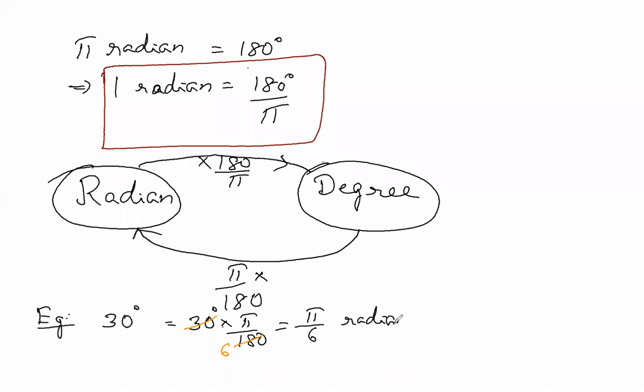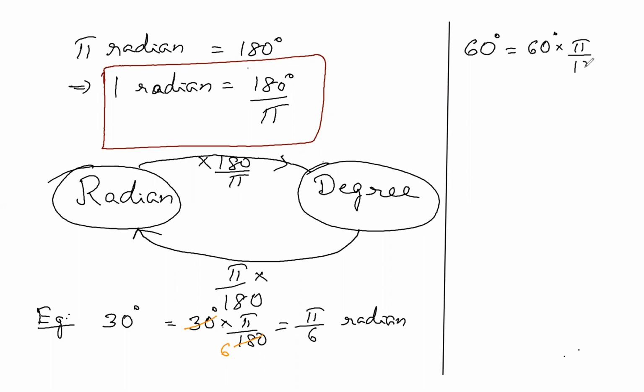So this is very important for known angles. 30 degrees, pi by 6 in radian. So like this, 60 degree. I'm going to write a 60 degree. Another example. 60 degree. What is a 60 degree? 60 into pi by 180.